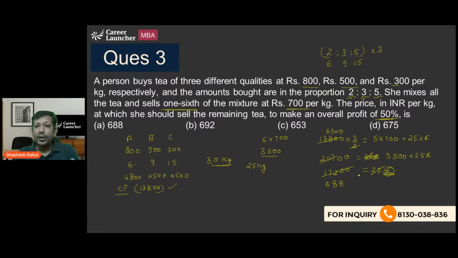So at what price he needs to sell the remaining tea to get a profit of 50%? That's going to be 688. And that's the answer of the question. Okay. Thank you, Ankit.